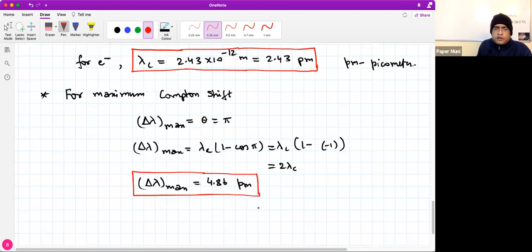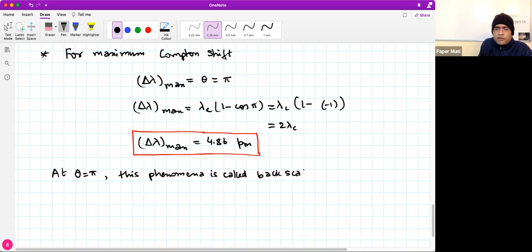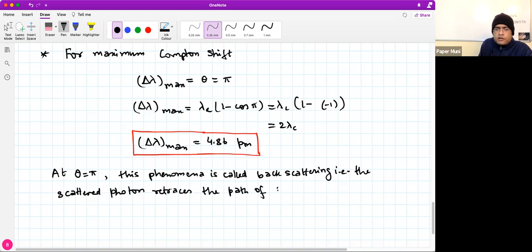This phenomenon, where theta is equal to pi, is called backscattering, and that is where the scattered photon retraces the path of the incident photon.